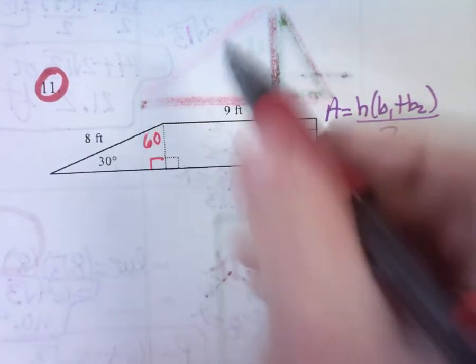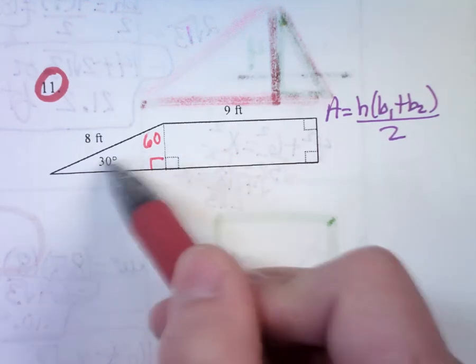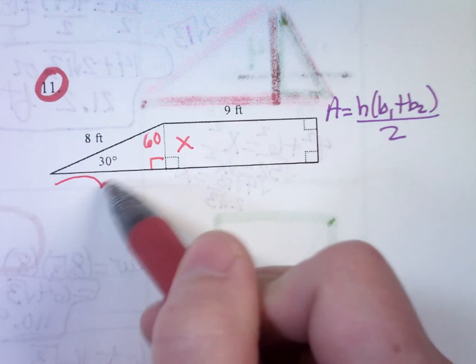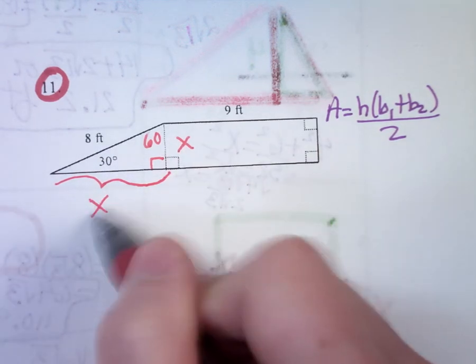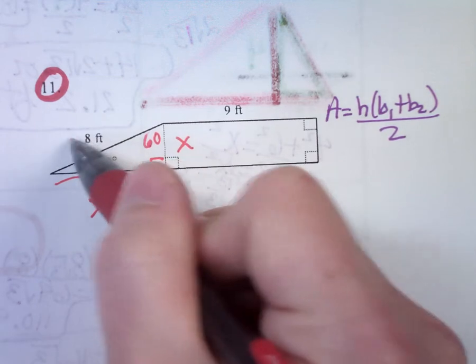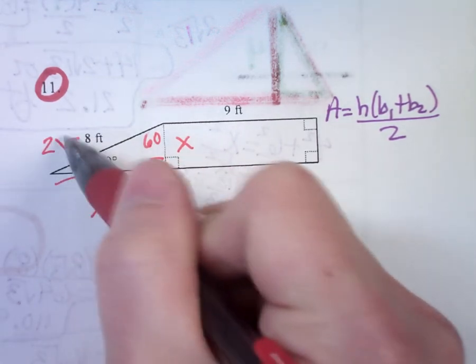30, 60, 90. Okay, what goes across from the 30? X. What goes across from the 60? And it's only talking about from here to here. So that's x square root of 3. And then what goes across from the 90? 2x. Now because there's a number there, I need to put an equals between it and the 2x label.